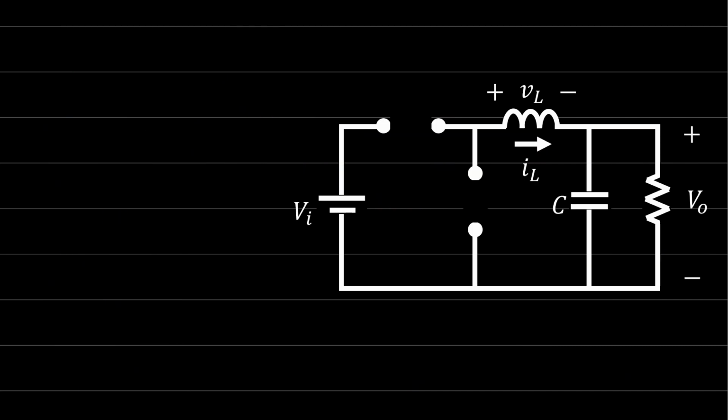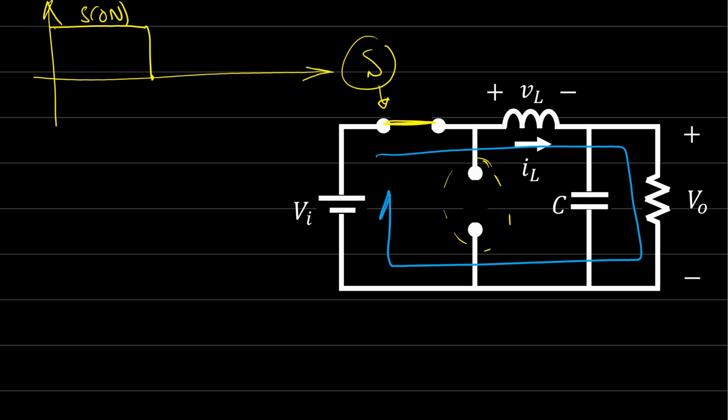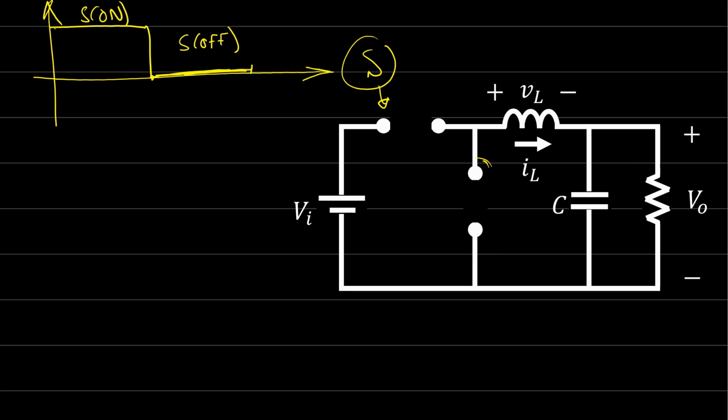Let's first revise the operation of this buck converter. Here is the active switch and here is the passive switch, the diode. When this active switch is on, it conducts and the current will flow in this direction, and the diode of course will be off. If the transistor is off, then the switch will be off and the diode will be on, and the current will be flowing in this direction.